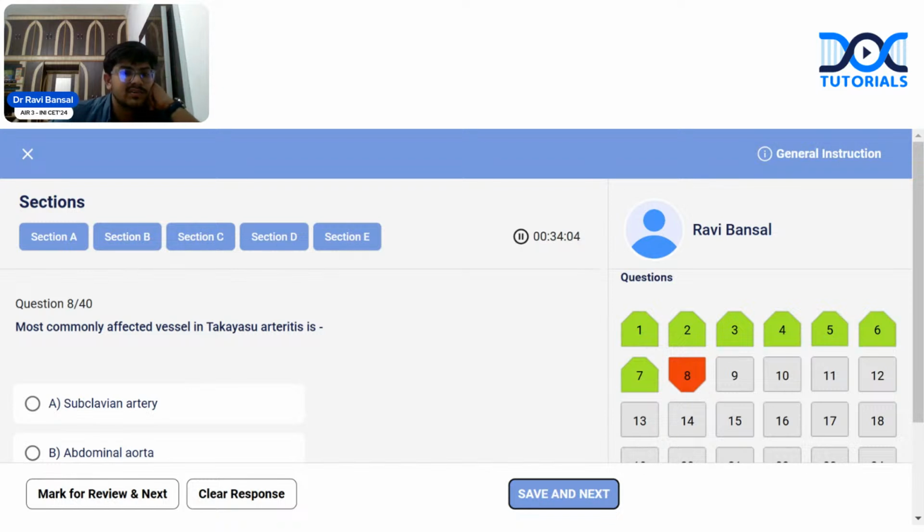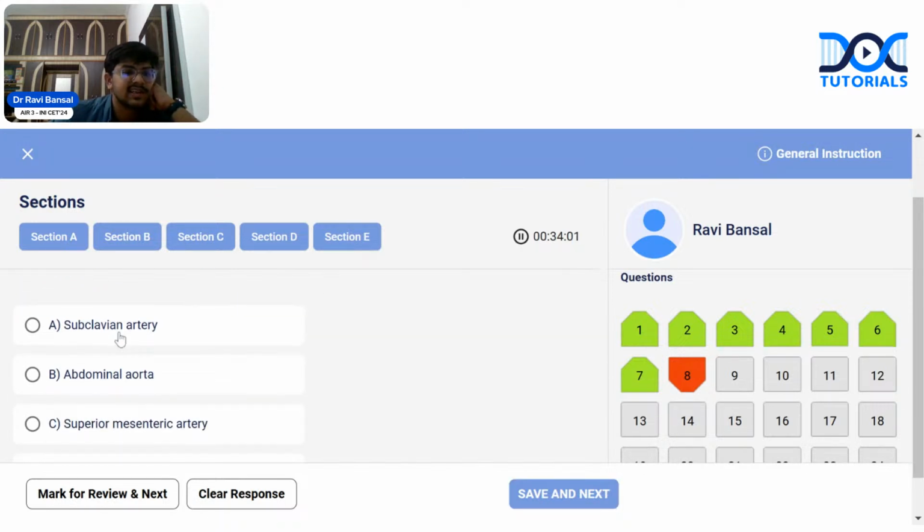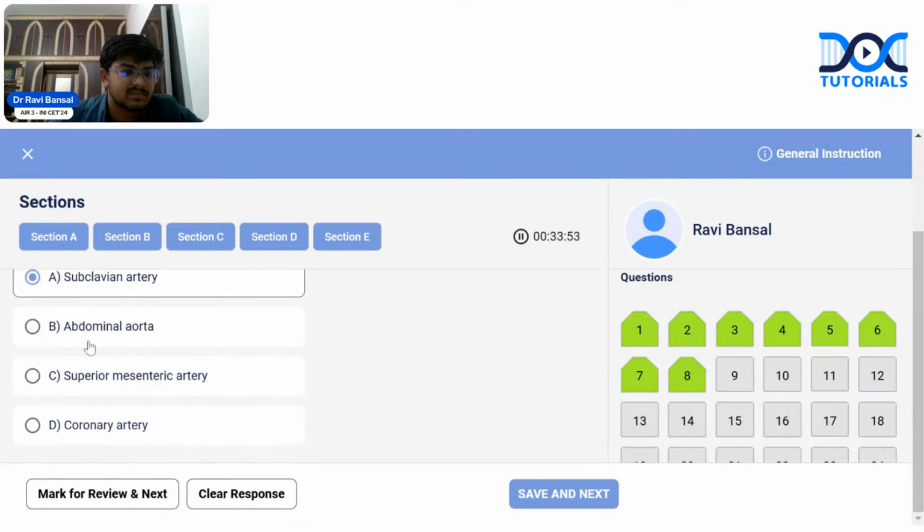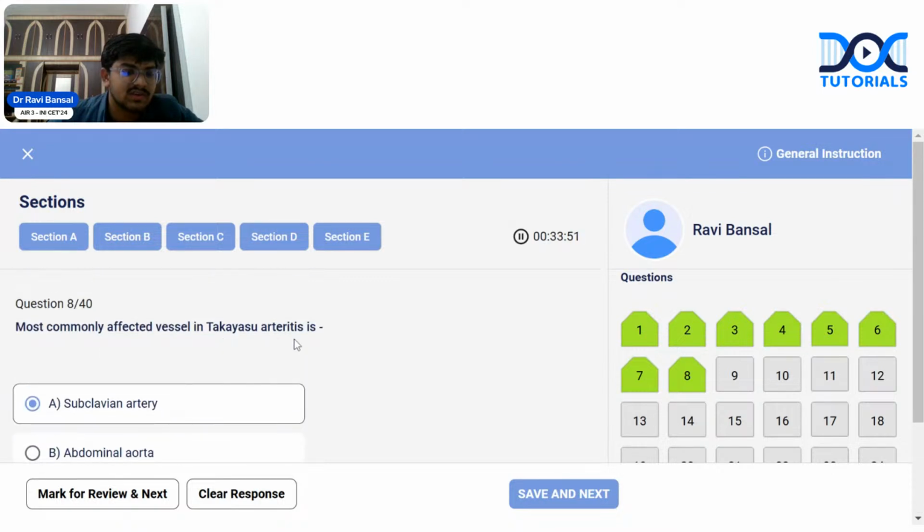Most commonly affected vessel in Takayasu. It's the subclavian obviously. Takayasu is called pulseless disease. So you will be pulseless when there is obstruction in the subclavian artery. There is an order given in Takayasu arteritis. You might not need to remember the order. Starting 2 or 3 arteries you need to remember.